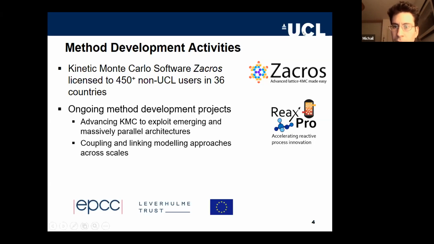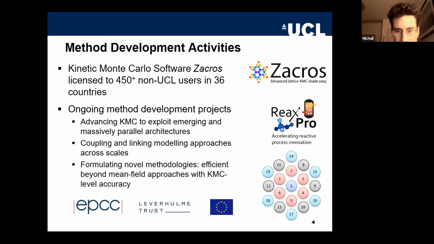So this is in the context of this European project, REACT Pro, that we are aiming at developing software that can do this coupling and linking in an efficient and validated way.